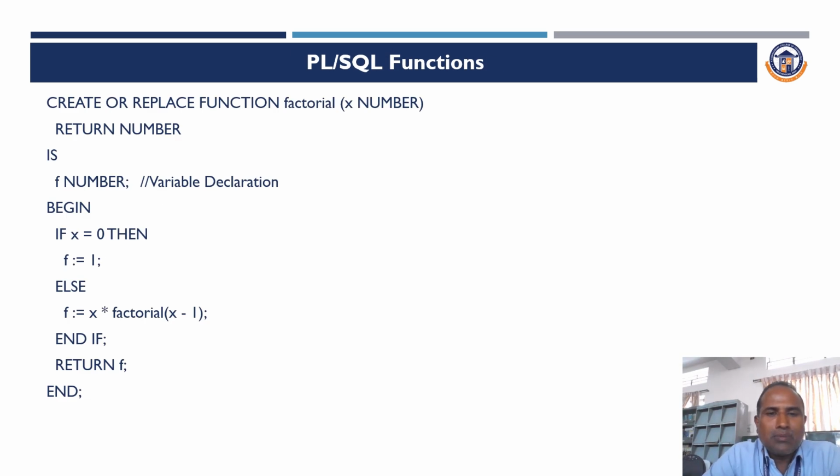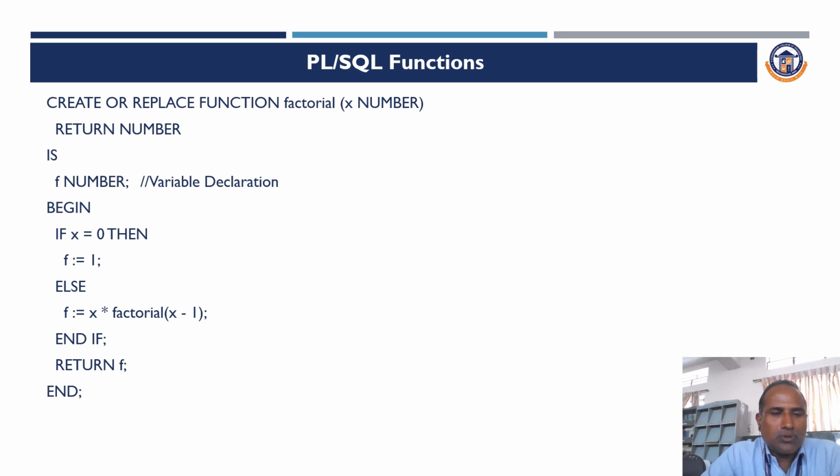This is an example for a PL/SQL function. Create or replace function. Function name is factorial. Return type is number. IS, for defining that number, we are declaring the variable f. Then the actual logic, begin.